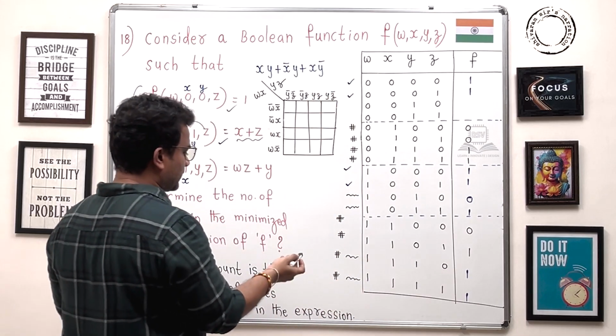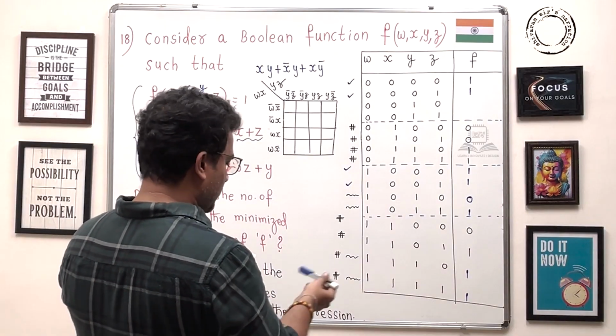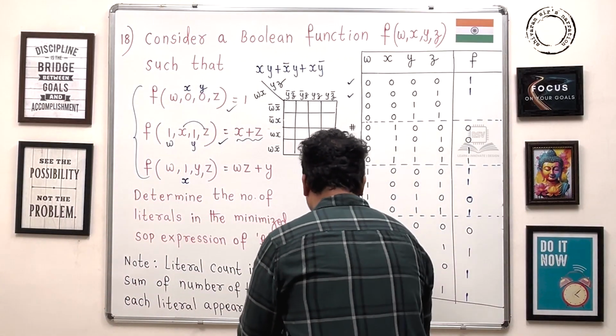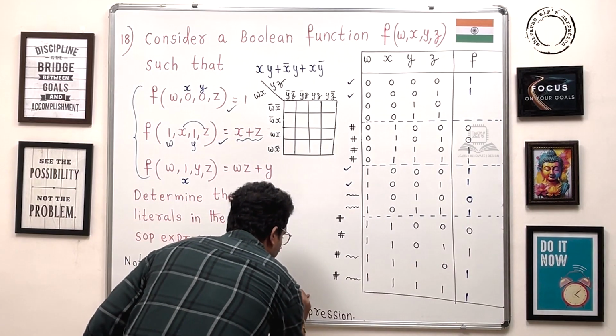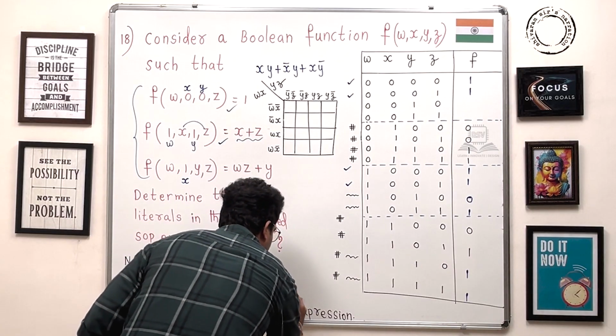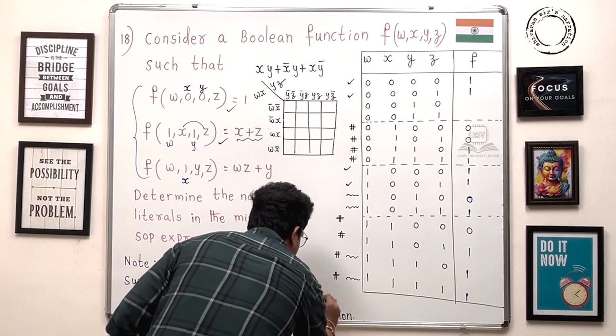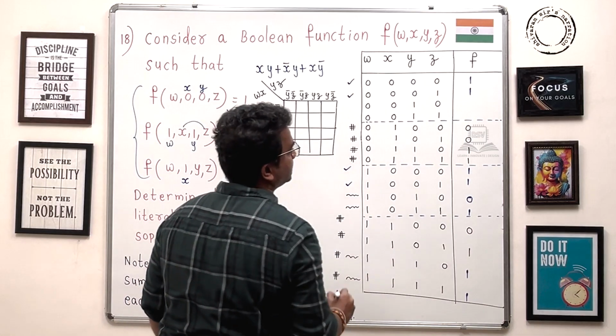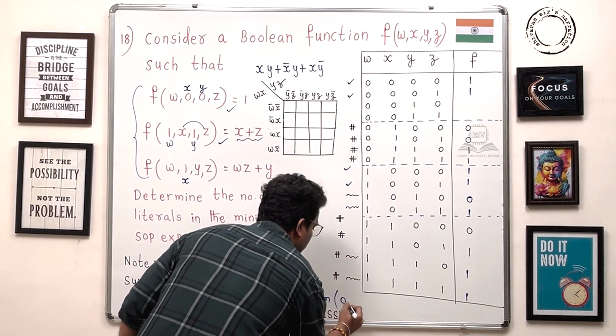Now, if you write down the minterms, what do we get? The minterms here, sigma m. Let's consider f only. That is sigma m of the numbers 0, 2.